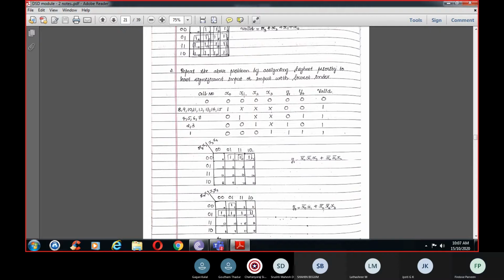So now when x1 is 1, the output should be 0, 1. As the priority should be given to x1, compulsorily x0 should be 0. It cannot be 1. If it is 1, the output should be 0, 0, because the priority will be given to the lowest index. So the rest, whatever may be, it may be 1, 1, it may be 0, 1, it may be 1, 0, it may be anything. Compulsorily x0 should be 0. Then the output you will be getting is 0, 1.